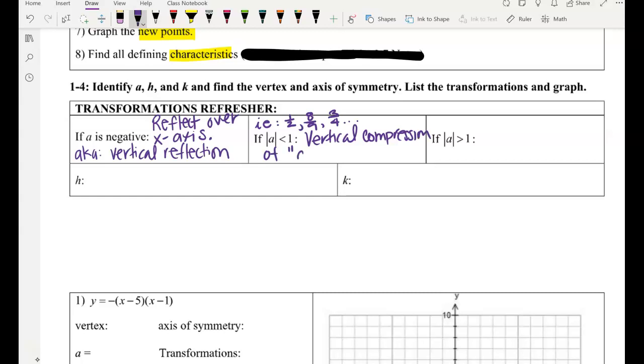A vertical compression of whatever that A value is. So if A happens to be a half, then it's going to be a vertical compression of a half. Now if the absolute value of A is bigger than 1, for example 7, 5, 2, anything that's bigger than 1, then it's going to be a vertical stretch. Next year is when you are going to learn horizontal compression and horizontal stretch, but for this year, we are only going to study vertical. Vertical compression, vertical stretch by a factor of, let's say your A value is 3, then it's going to be a factor of 3.